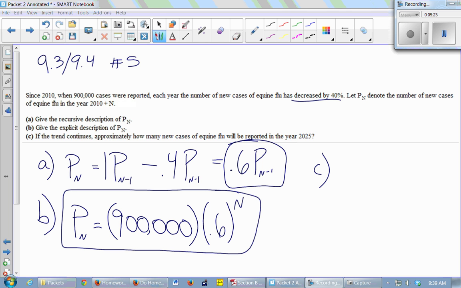All right, so if the trend continues, how many new cases of equine flu will be reported in 2025? So I'm looking for P sub what? 15, yeah. So I can use my explicit formula, 900,000 times 0.6 to the 15. And then we just put that in the calculator.